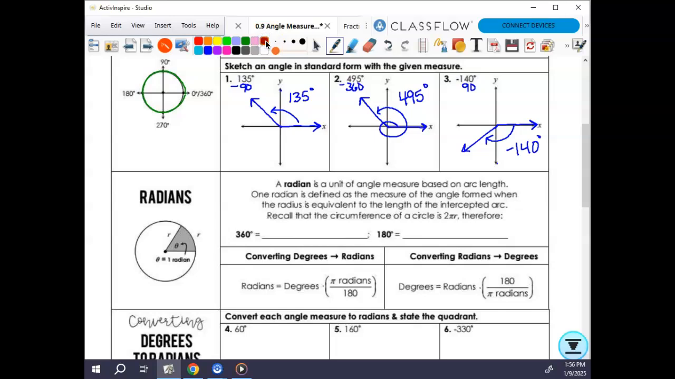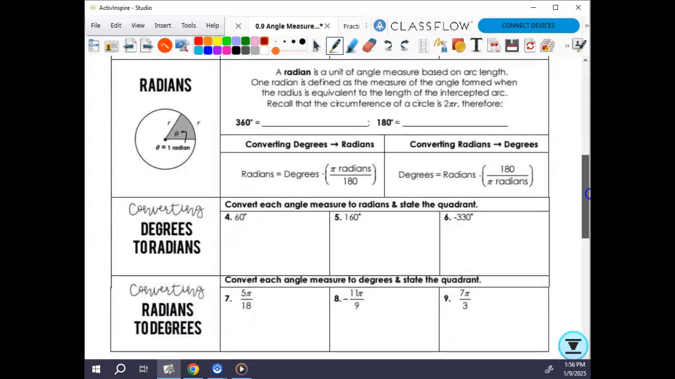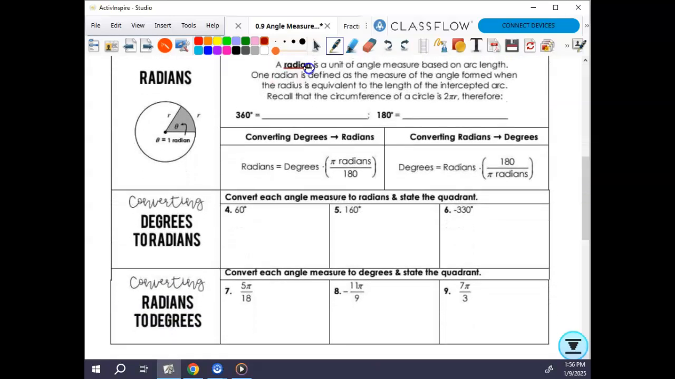Okay, so let's talk about radians, because radians you were introduced to in geometry, because a radian is a unit of angle measure based on arc length. Okay, so that's where you tie it into in geometry. 1 radian is defined as the measure of the angle formed when the radius is equivalent to the length of the intercepted arc. Here's what that means.